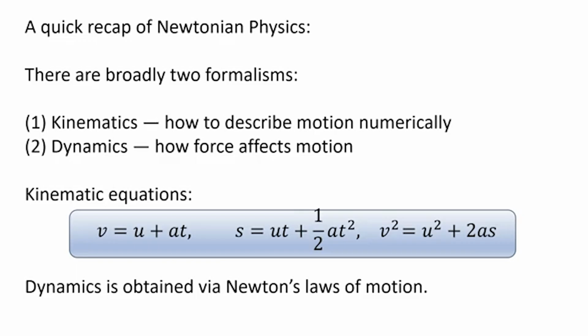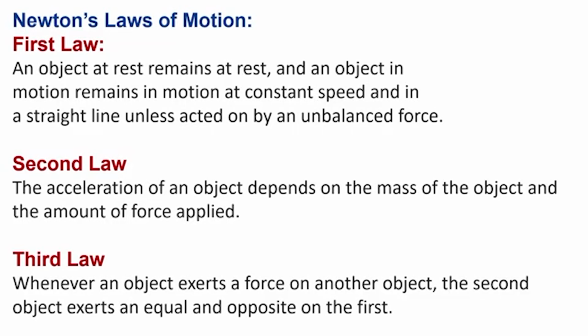So, the kinematic equations are easy to apply, and they relate various quantities such as velocity, distance, time, etc., and acceleration. So, v equal to u plus at, s equal to ut plus half at square, v square equal to u square plus 2as, and so on. And the dynamics is obtained via Newton's laws of motion. So, just for the sake of completeness, let me state the laws of motion.